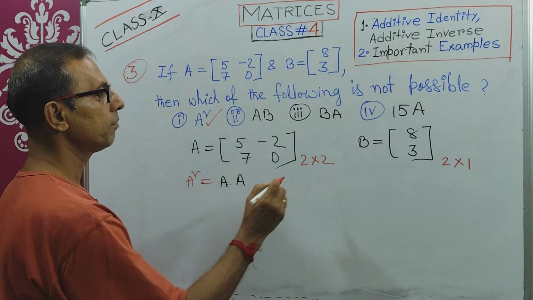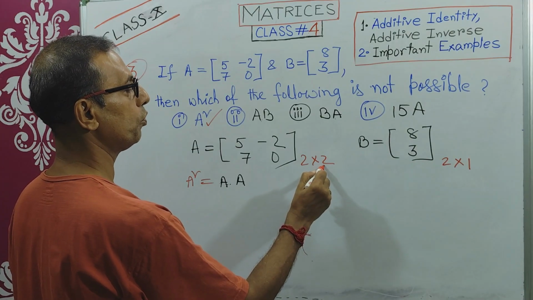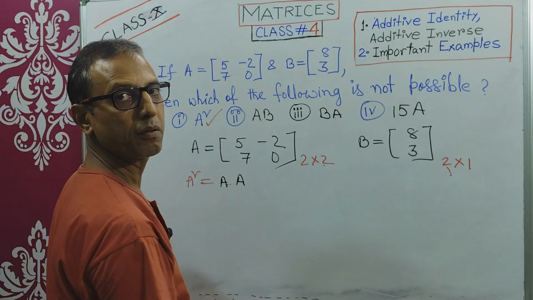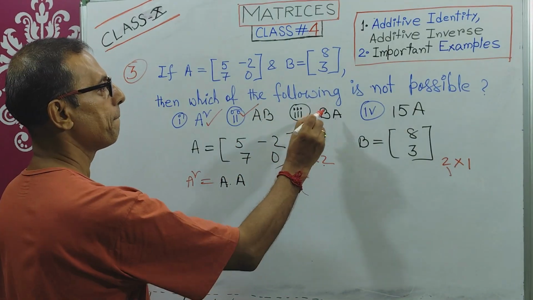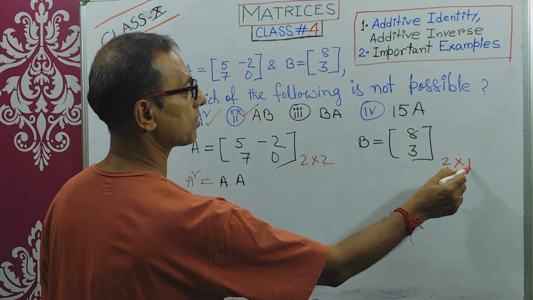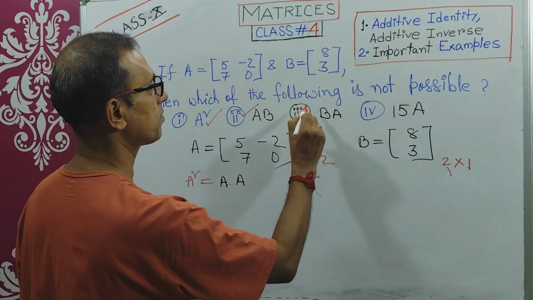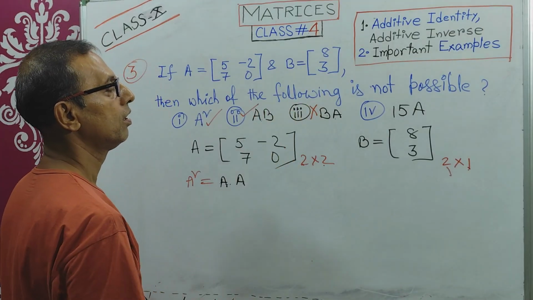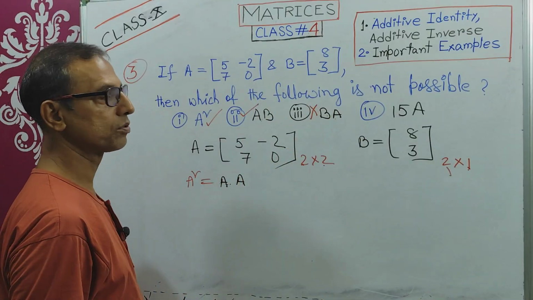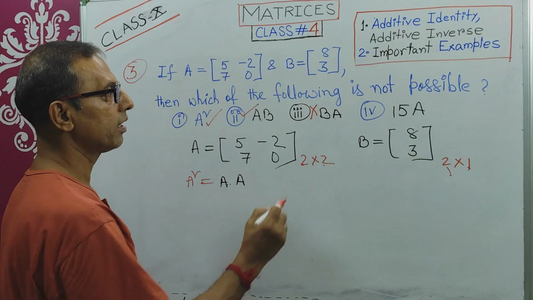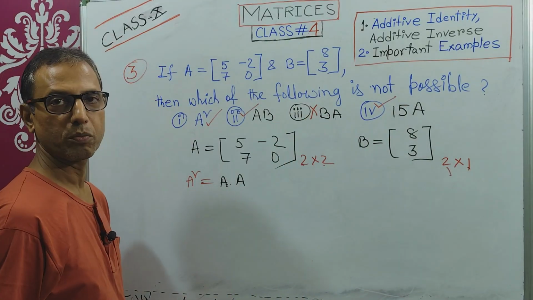AB, is it possible? The number of columns in A is 2, equal to the number of rows in B. That means AB is also possible. BA: the number of columns in B is 1, the number of rows in A is 2. That means BA is not possible. 15A: you are just multiplying a matrix with a scalar value. Always it is possible, right? That means it is also possible. So which is not possible? BA is not possible here.